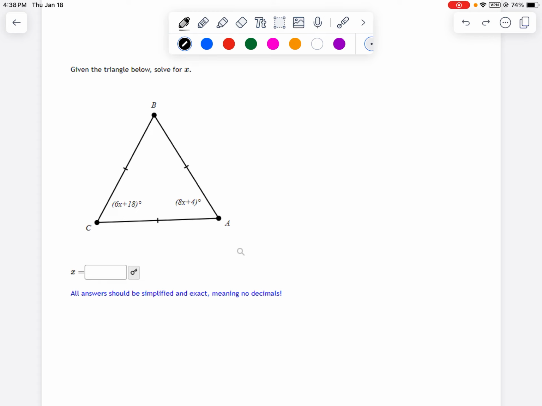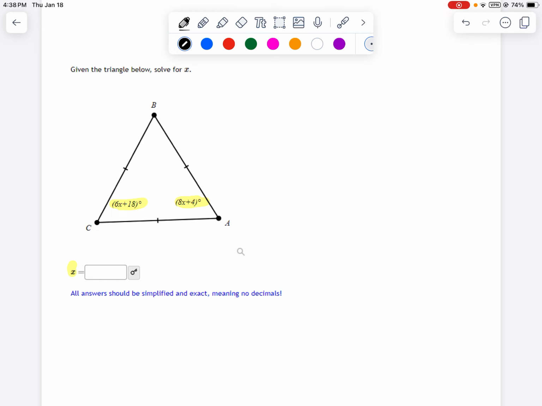So, given the triangle below, solve for x. Now, first thing we look at is which triangle you have. You want to look at the properties of the triangle and use them to tell you the relationship between what you need to find. Your goal is to solve for x, so you're going to be using these two things, but your goal is to figure out how they relate to each other.